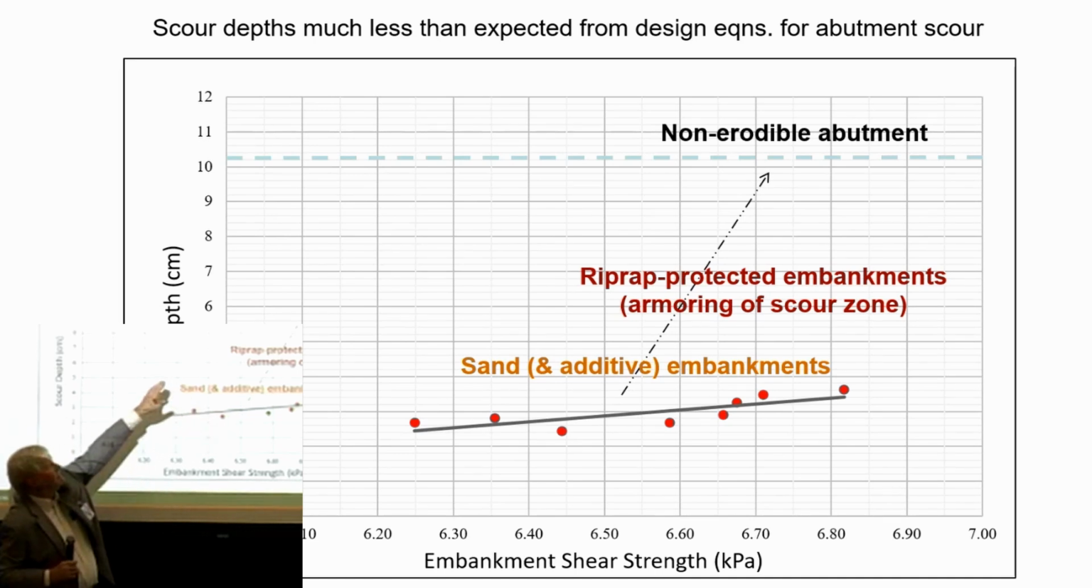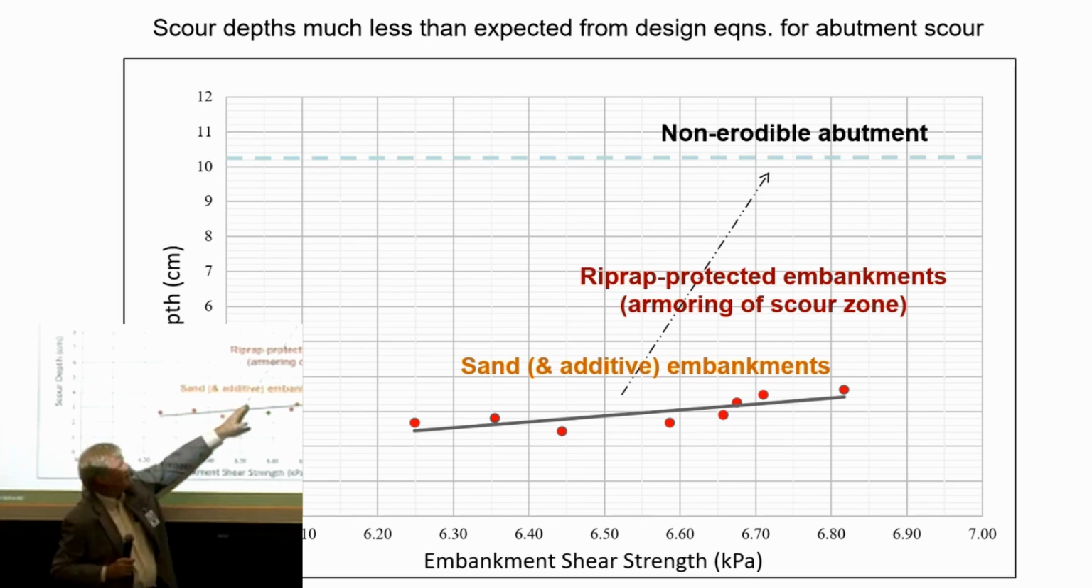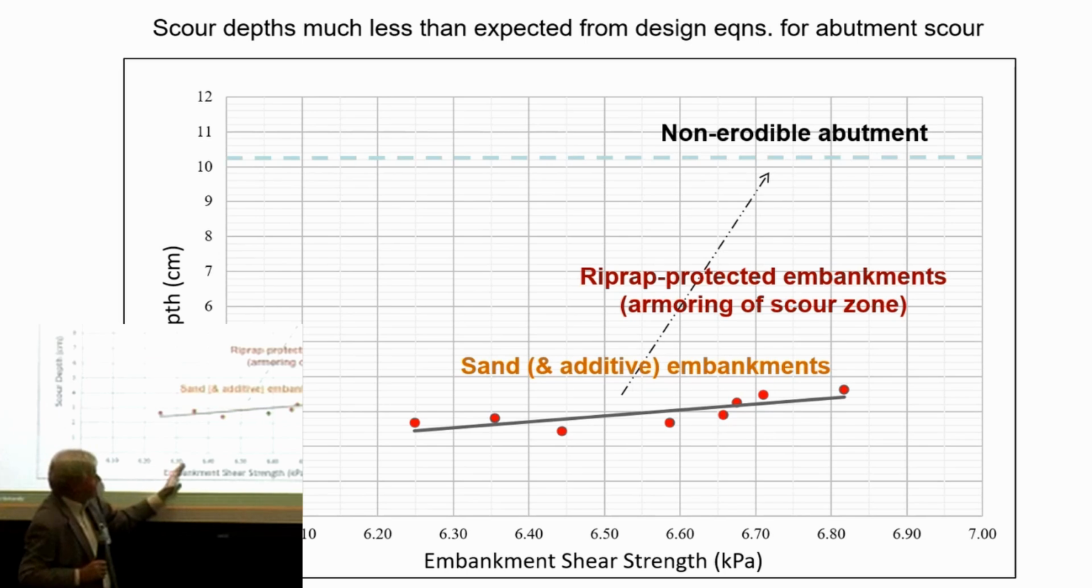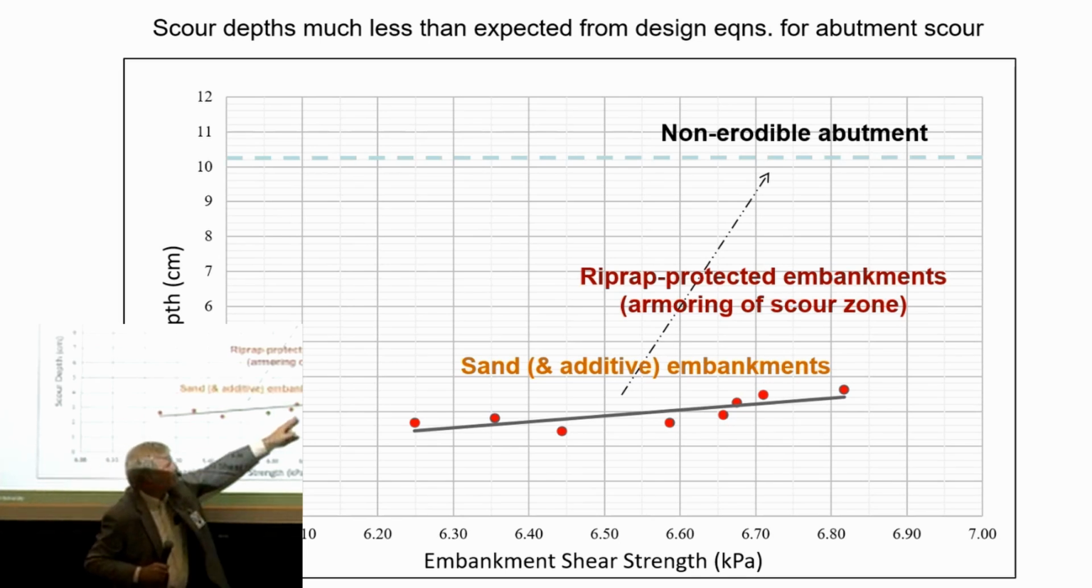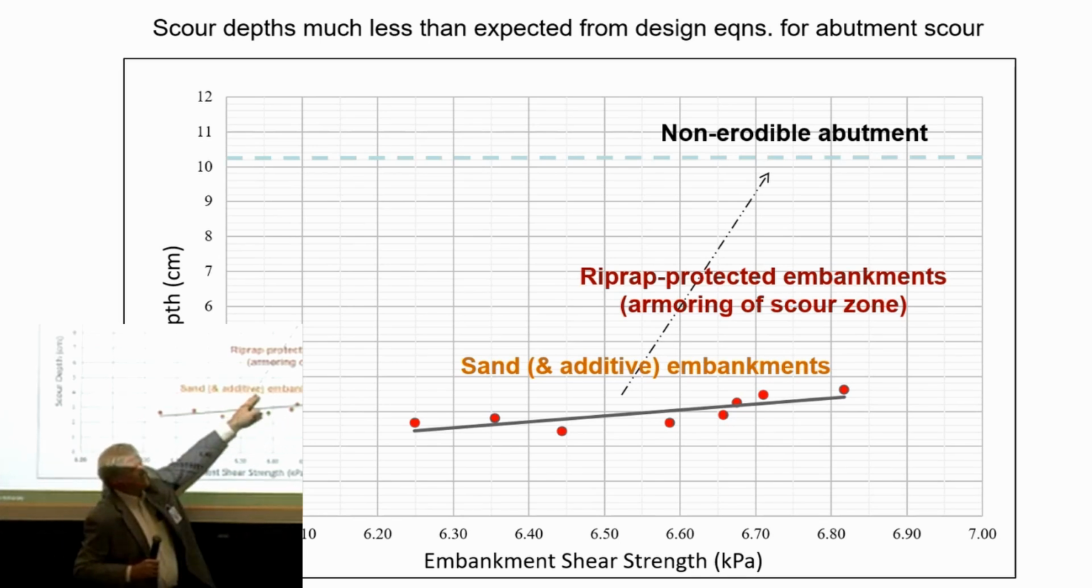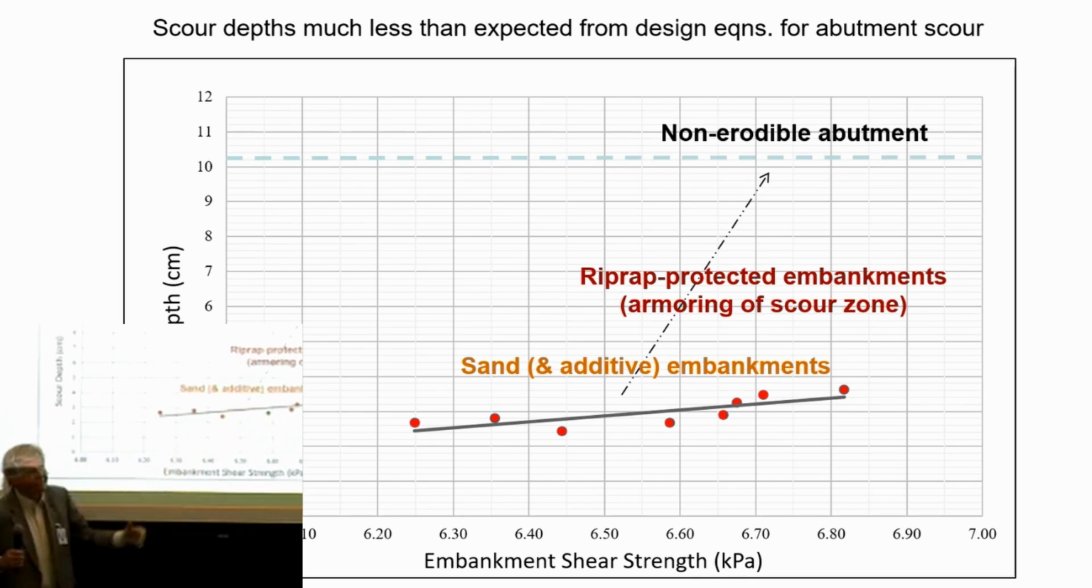If you had a fixed structure, a fixed embankment, you get that light blue curve. And if you strengthen the embankment, you get this curve here. Pure sand is here, but if you've added and compacted the material, you get a curve like that. And somewhere between the two is where the truth is.